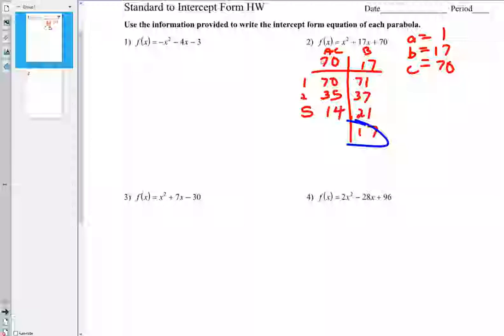You did that in your head or you had a calculator? Huh? Okay, sorry about that.